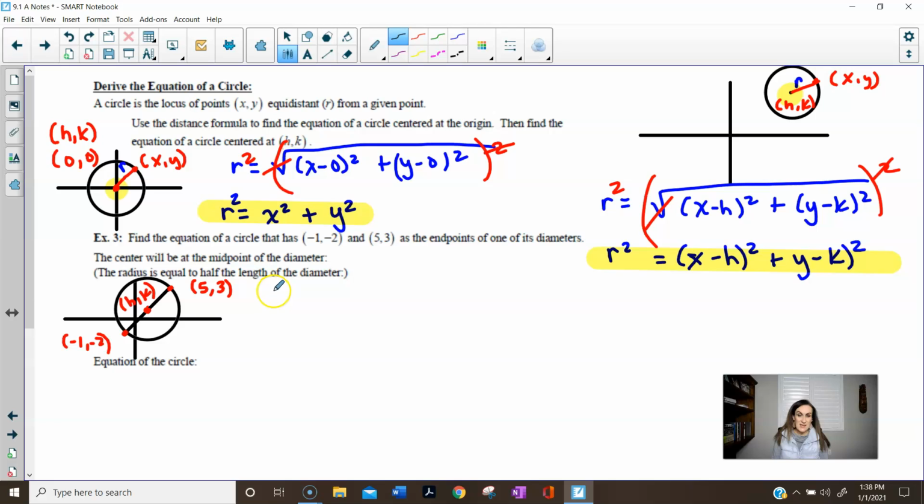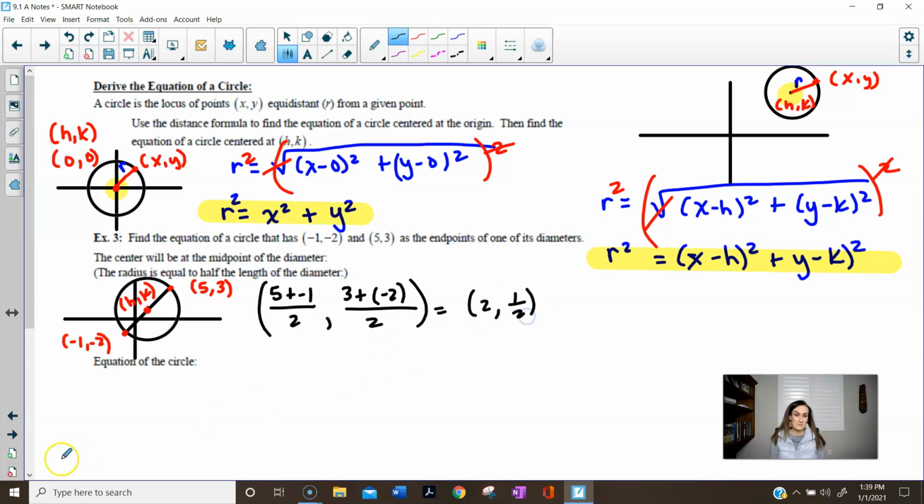So you'll add your x values together. So it'd be 5 plus -1, and then cut it in half, and then 3 plus -2, or you could just put 3 subtract 2 and cut it in half. And that's going to be my h, k. So 4 divided by 2 is 2, and 3 plus -2 is 1, and 1 divided by 2 is 1/2.